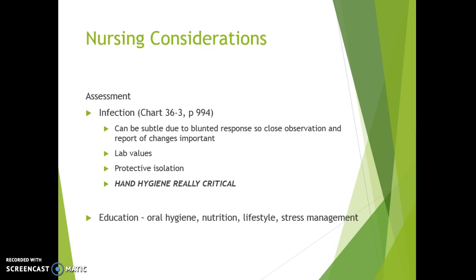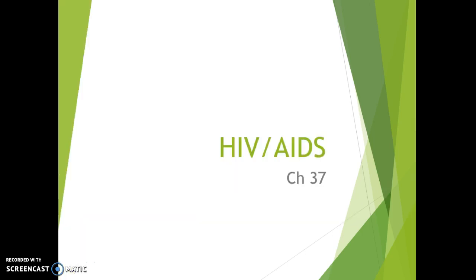It is also important to monitor lab values. That's very important, as is protective isolation, and of course the very basic rule and safety precaution of hand hygiene. It's just absolutely critical in this population. Also, good education about oral hygiene, nutrition, lifestyle, and stress management. All of those things can further impact the immune system.